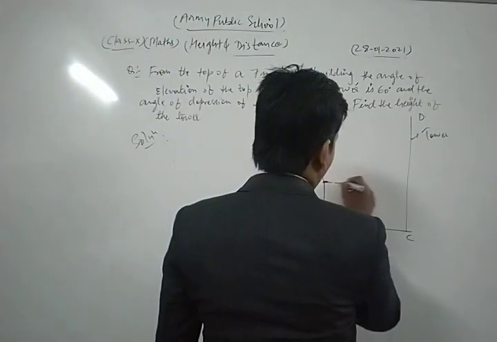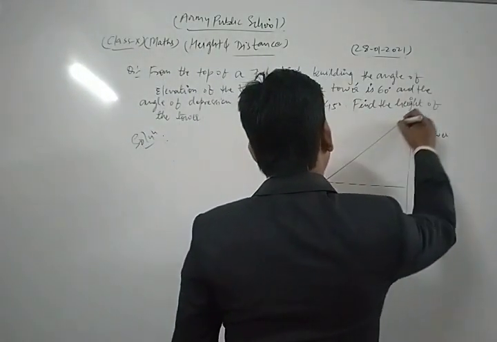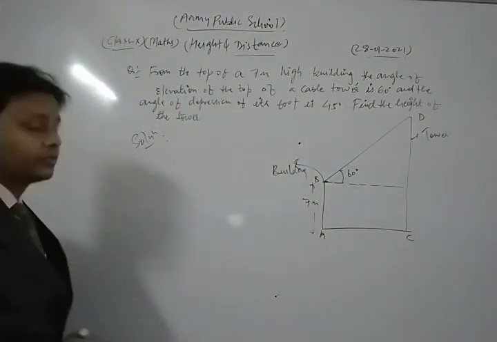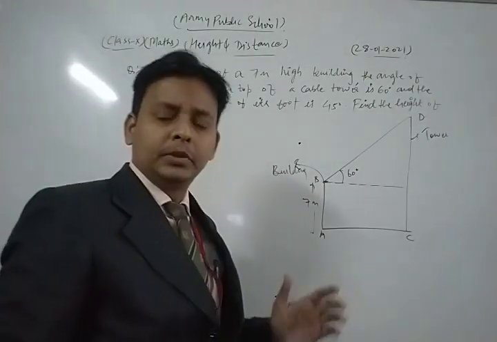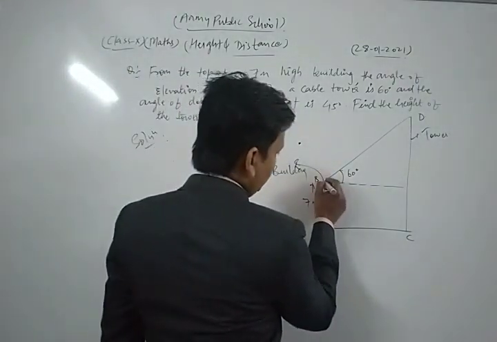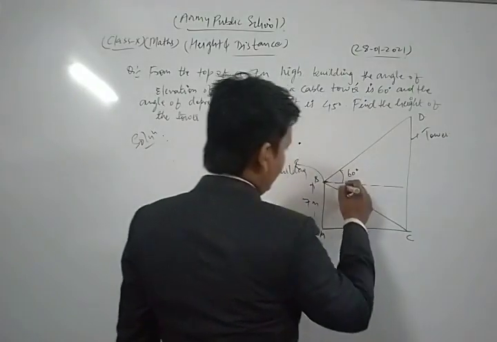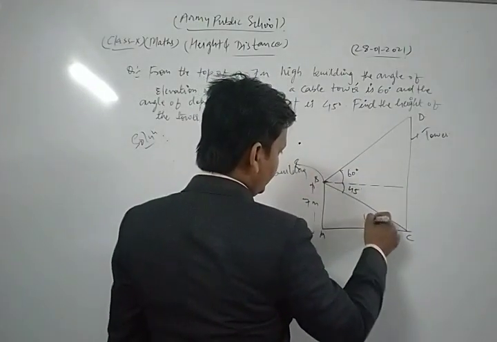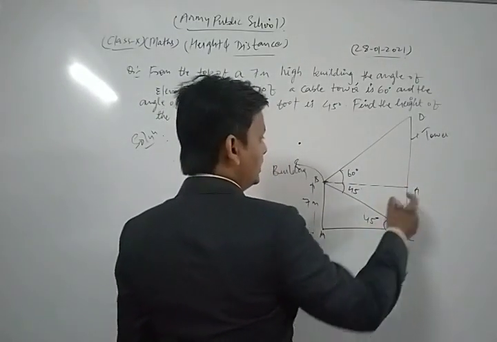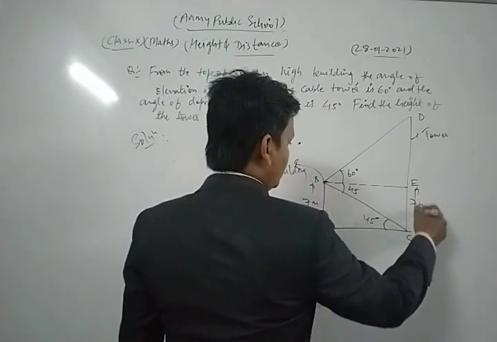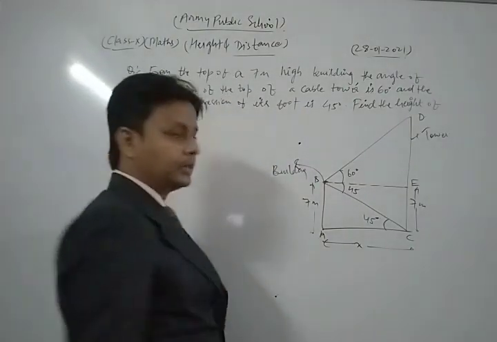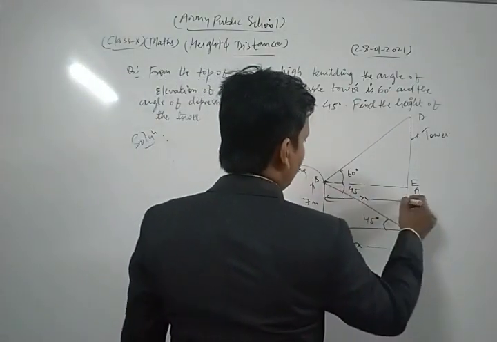Now if we draw a line parallel to this, this is 60 degrees, and the angle of depression of its foot is 45 degrees. So this is 45, and this is also 45 degrees, and this is 7 meters. So this is also 7. Now we take this point as E, so this is also equal to 7 meters. Now we take the length of the base of the horizontal surface as x.